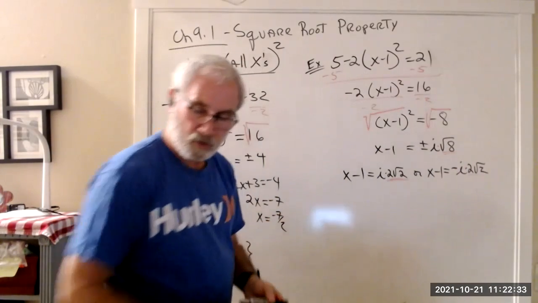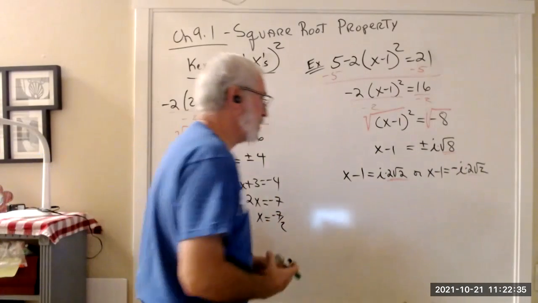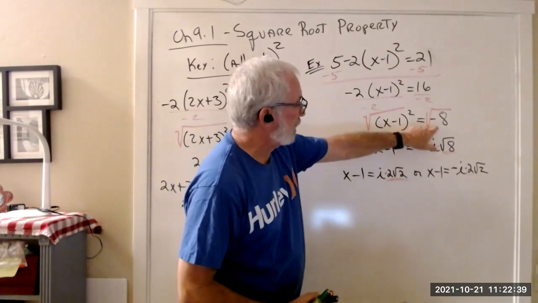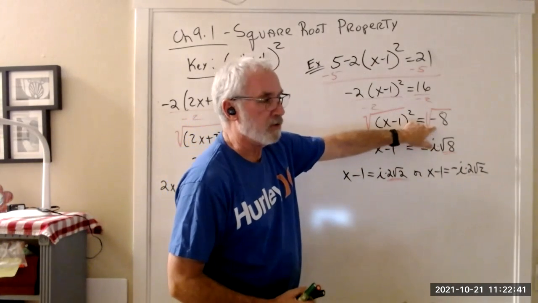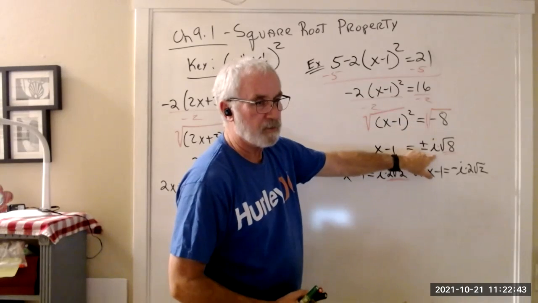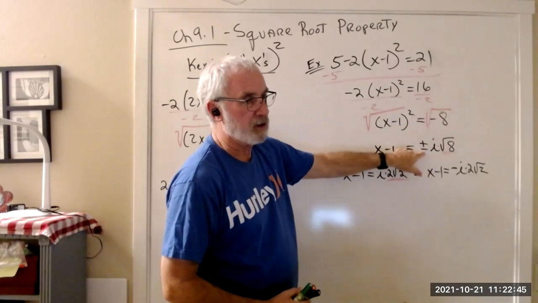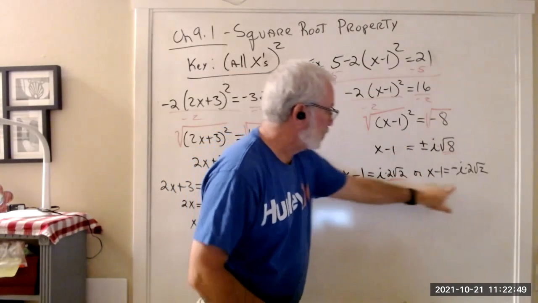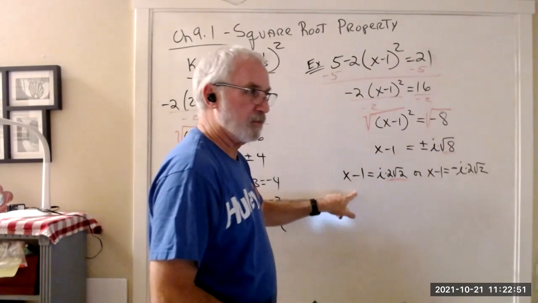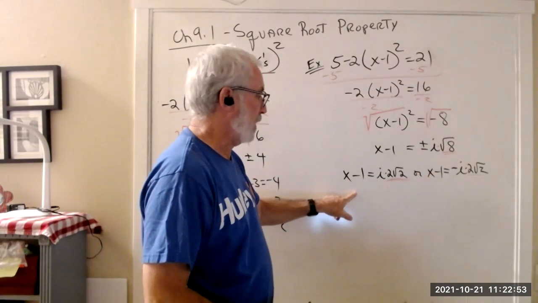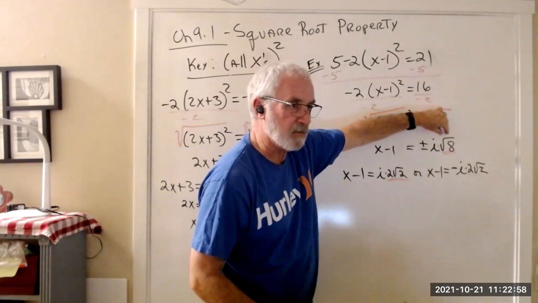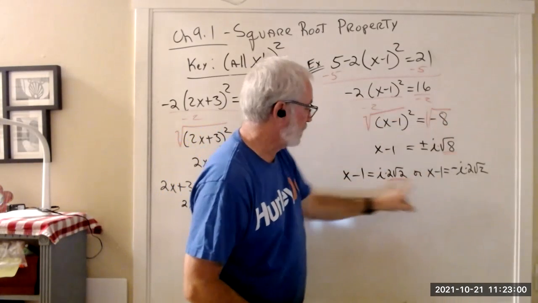Now, this is where you guys got to put your thinking caps on. First thing I did up here is when I took the square root of negative 8, I took the i out. I still had to put the plus or minus on there. Then I split it up into two separate problems. At the same time, I knew that I had to simplify the square root of 8. So that's what I did.